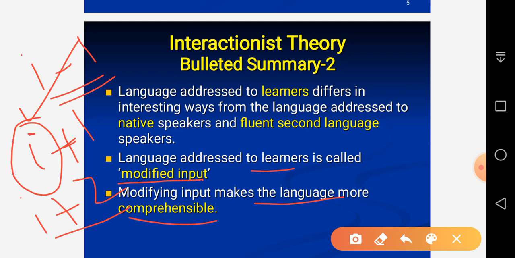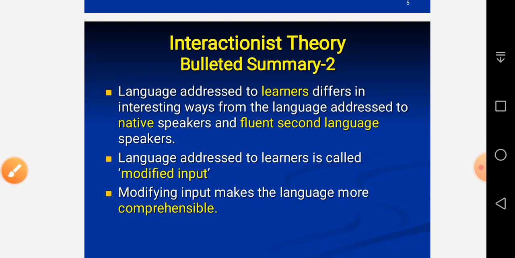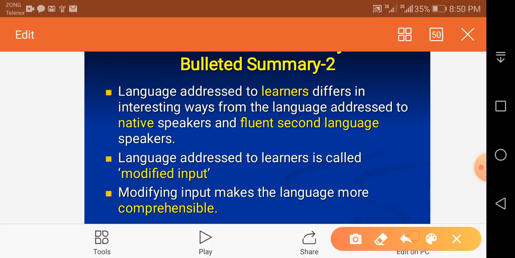So what happens whenever we are talking to someone who is learning? Even you might have seen, if you are a teacher, or whenever you talk to babies, or whenever we talk to students studying in grade 6, 7 and 8, we as fluent language users make our language very simplified. We modify our structures. So this modification makes the language comprehensible for the language learner. This modification happens during interaction.